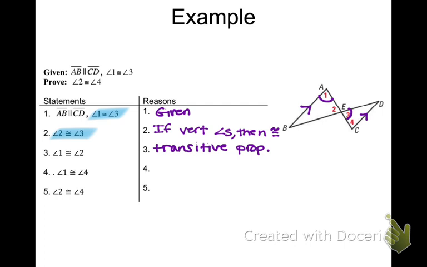All right. If I were doing this proof on my own, line 4 would have been my line 2. Why are 1 and 4 congruent to each other? What are they from over here? They're alternate interior, aren't they? So if we have parallel lines, then alternate interior angles congruent.